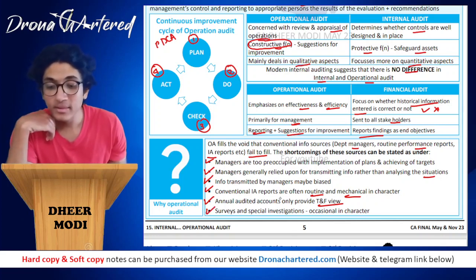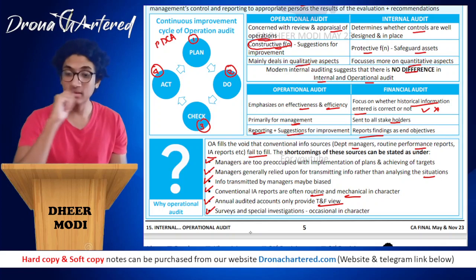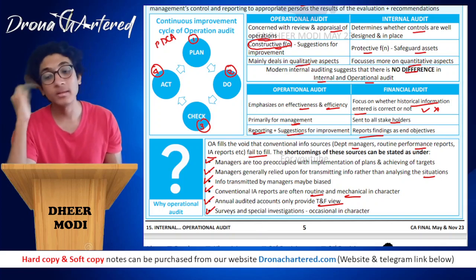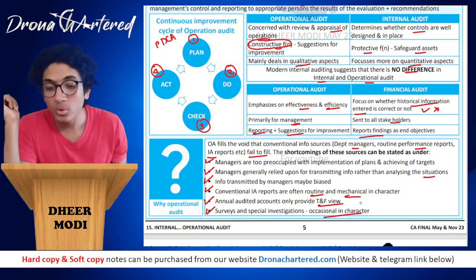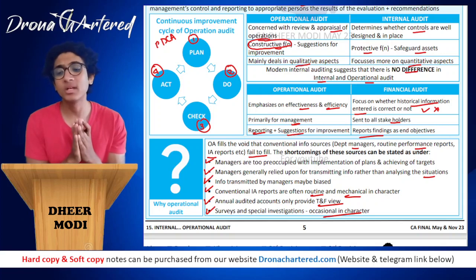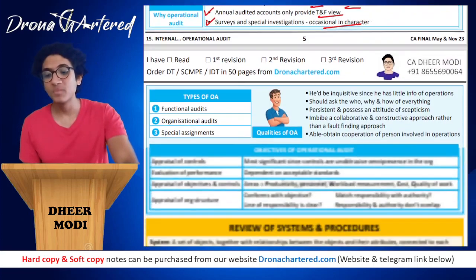And last is surveys and special investigations. These are also your sources of information. Any surveys or special investigations are nice, but the issue is they are occasional in nature. That means only sometimes they will happen. You do not get investigated very frequently. So it is occasional in nature.